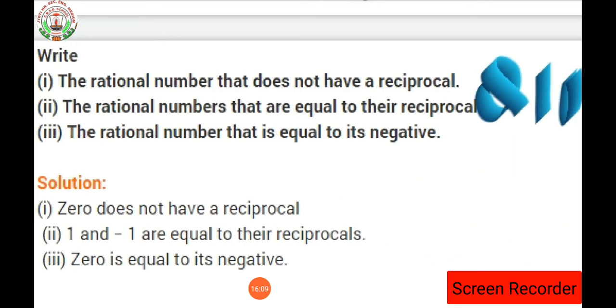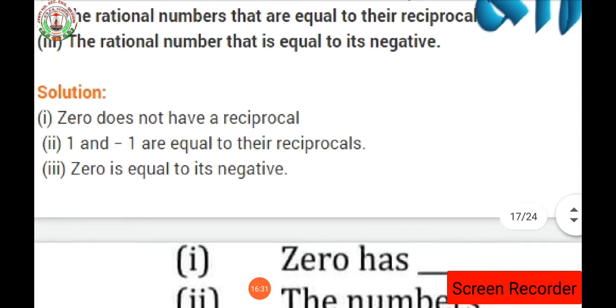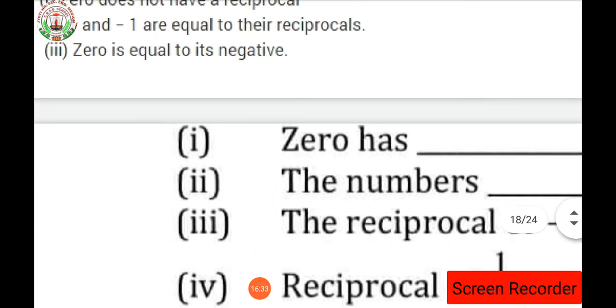Next, what is the next question we are having? Write the rational number that is equal to its negative. We have to write a rational number that is equals to its negative. So such kind of rational number which is equals to its negative is 0. 0 is equals to its negative rational number.